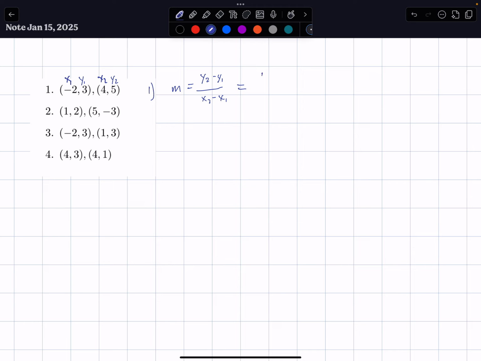So y2 in this case would be the 5, right? And 5 minus y1, which is 3, over x2, which is 4, minus x1, which is negative 2. Negatives, you keep it in parentheses so we don't mix up the signs. 5 minus 3 is 2. 4 minus negative 2 is 4 plus 2, so that's 6. So you have 2/6, but then we can reduce that to 1/3. All right, so the slope is 1/3.